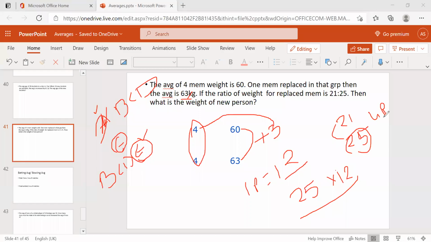Sorry, guys. Here, 4 parts equal 12. So I'm multiplying the 4 parts. What's the difference here? 4 parts equal 12. It's not 1 part, it's 4 parts. Actually, it is 4 parts equal to 12. Then one part will be 3, right? So 3 into 25. 25 into 3 is nothing but 75. Is it clear?